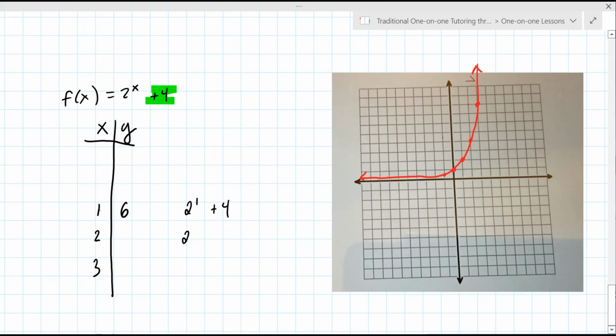All right. How about the next one here? What is 2 to the power of 2 plus 4? 8. You do the order of operations first. Then 2 to the power of 3 plus 4. What is that? 12. Very good. And then if we do 0, it's 2 to the power of 0 plus 4. And now you know that anything to the 0 power is 1. 1 plus 4 is 5. And then that last one there, 2 to the minus 1 plus 4, ends up being 4.5.